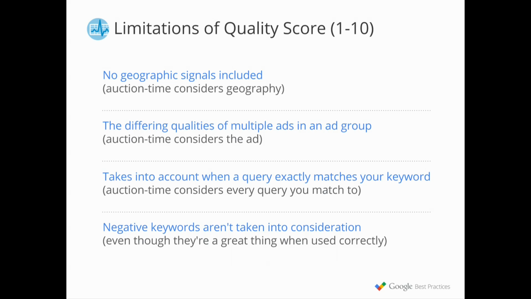So just another subtle difference there. And then 1 to 10 quality score, this is kind of just a quirk of reporting. It actually only takes into account when your query exactly matches the keyword. So auction time is going to consider the entirety of that query, even if it's different from the keyword in your account. But if you're just looking at 1 to 10 quality score, it's only going to be exact matches on your keyword. And then just flowing right off of that, negative keywords are a great thing.